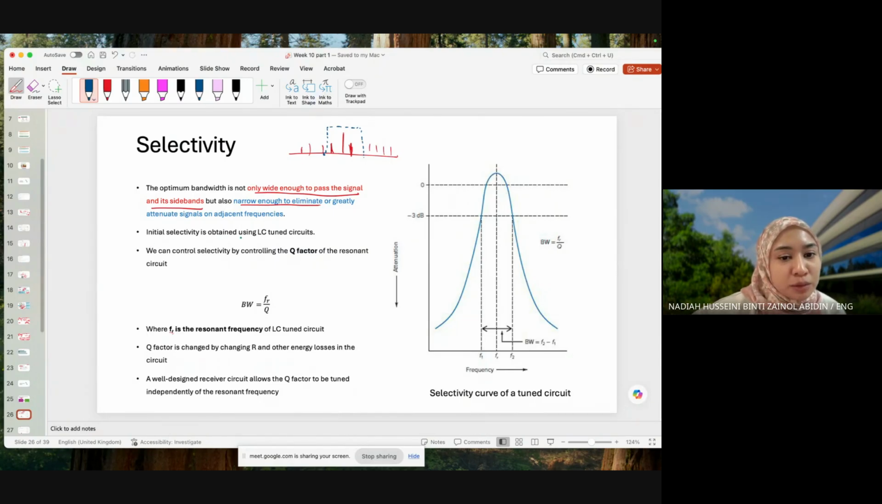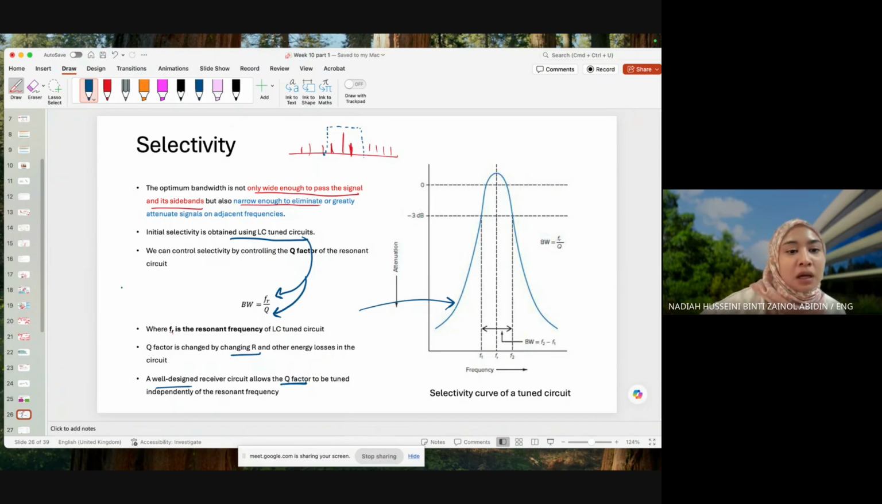The selectivity is obtained using an LC circuit. LC dictates our FR, okay? And our R, our resistors, our biasing voltage, anything regarding the losses in the circuit will dictate Q. These two values dictate the bandwidth of your filter. So BW is bandwidth. FR is resonant frequency. Q factor is changed by changing R and energy losses in the circuit. A well-designed receiver circuit allows Q to be tuned independently of the resonance circuit.